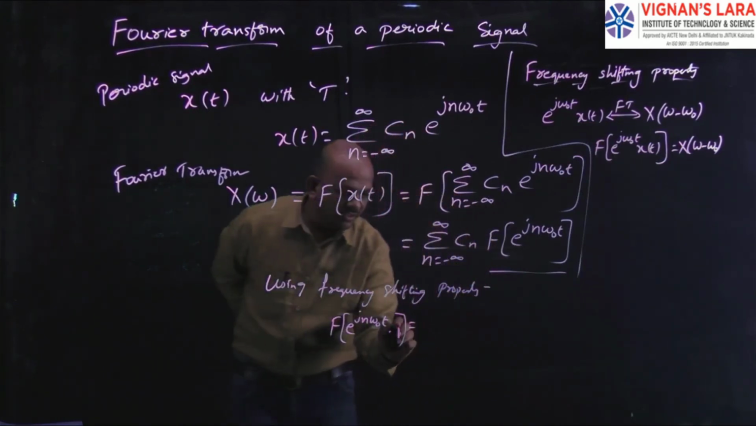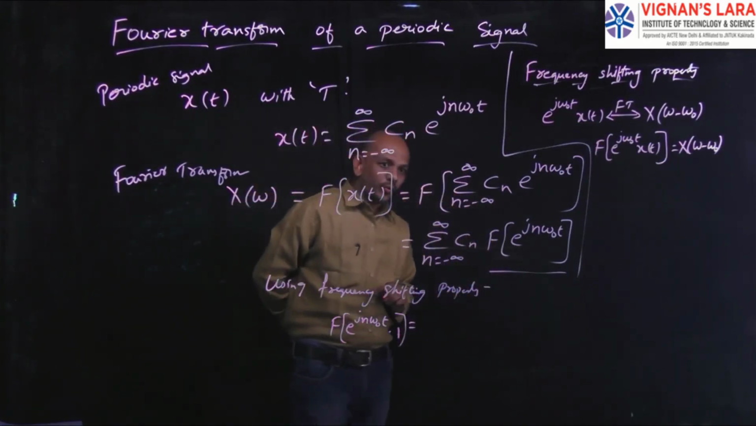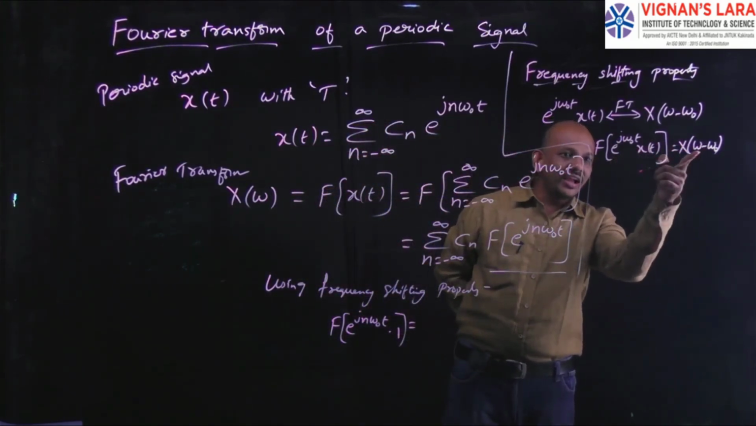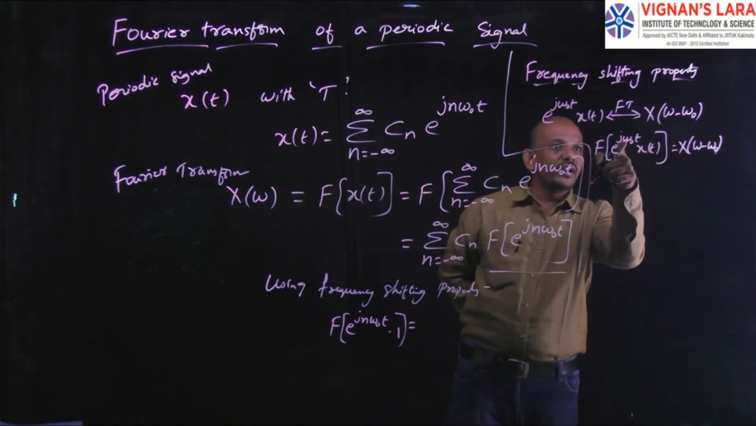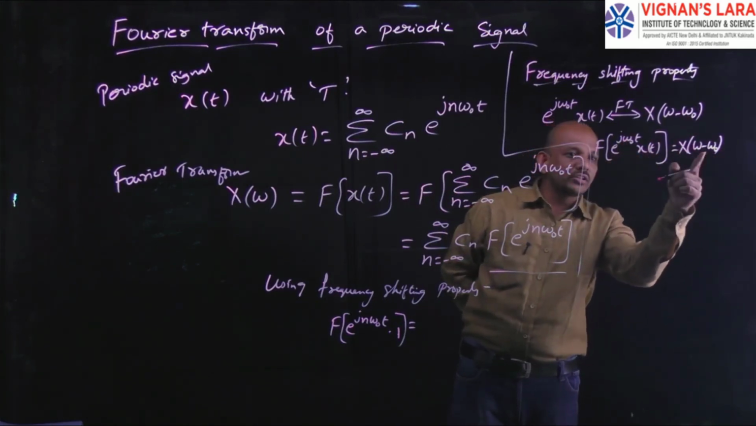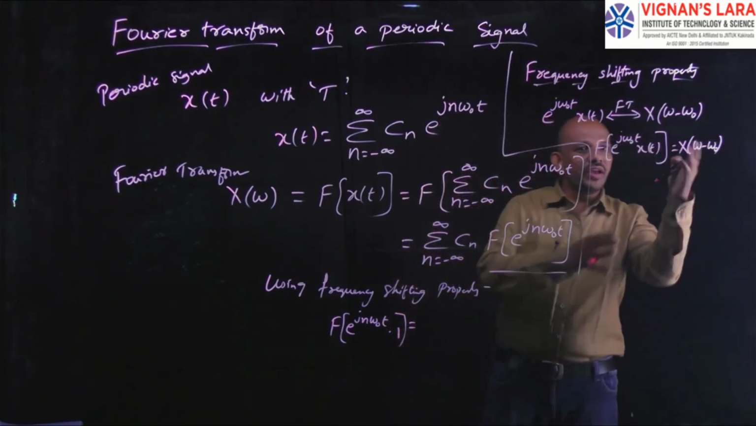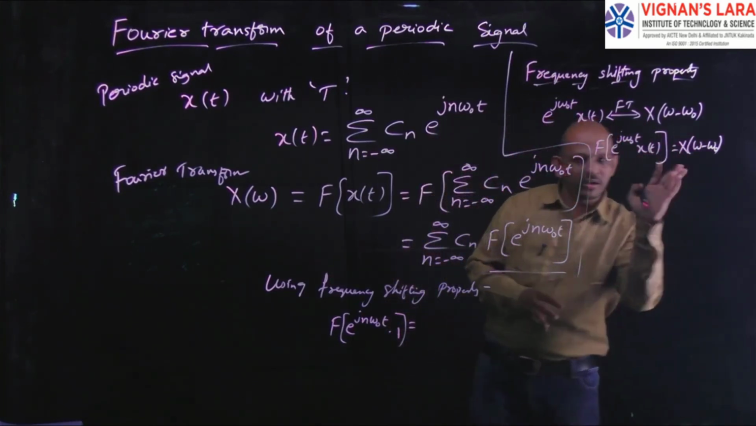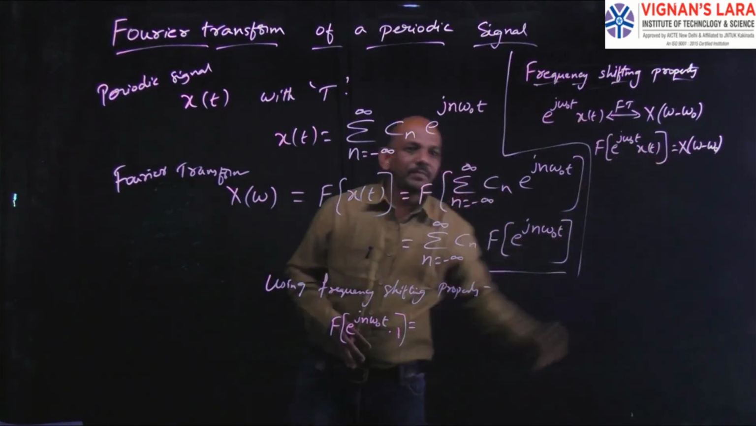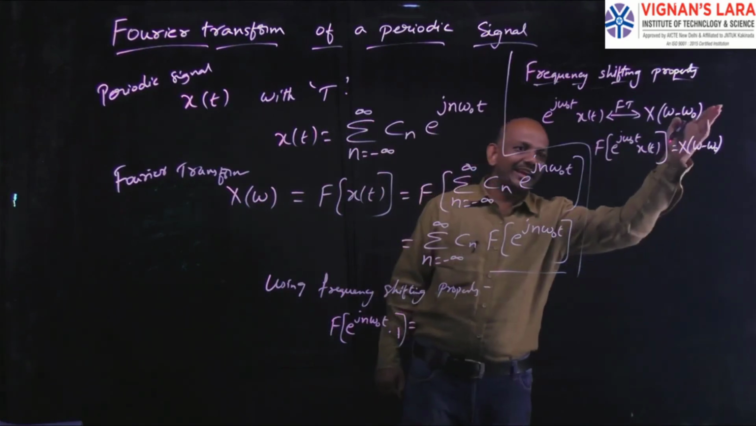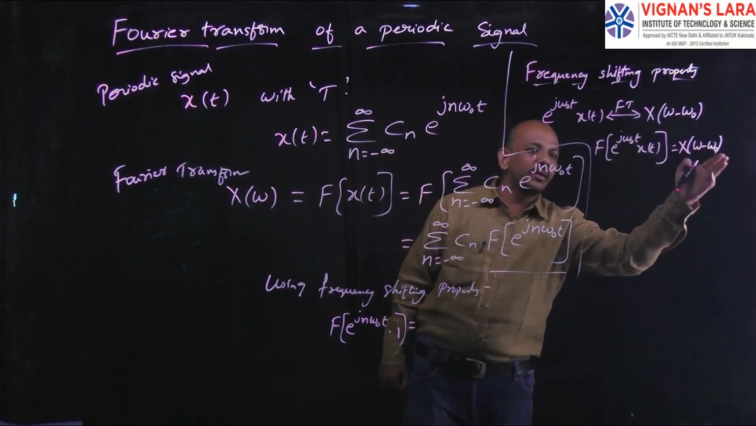So here in place of x of t I have 1, so I have to go for the Fourier transform of 1. This is nothing but the Fourier transform of x of t, which is X of omega, where omega is replaced by omega minus omega naught. So here it is written as the Fourier transform of x of t at omega equal to omega minus omega naught.